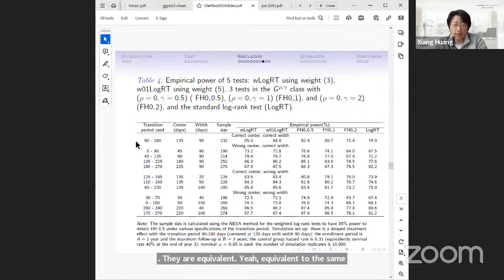In this scenario, if we know the true transition period is from 90 to 180, we can calculate the needed sample size if we're using the correct weighted log-rank test. And then we generated that many samples, 232, as our simulation data set. And then we can apply these 5 tests to check the empirical power.